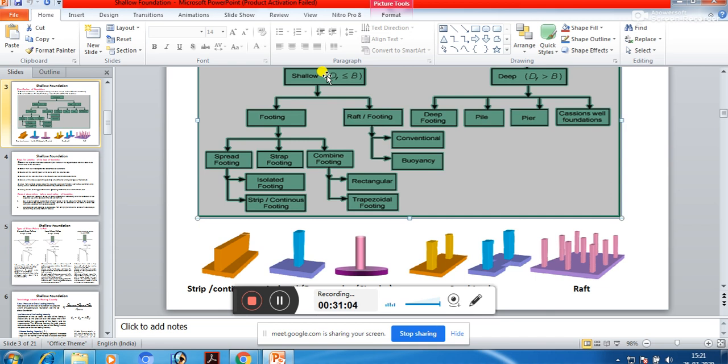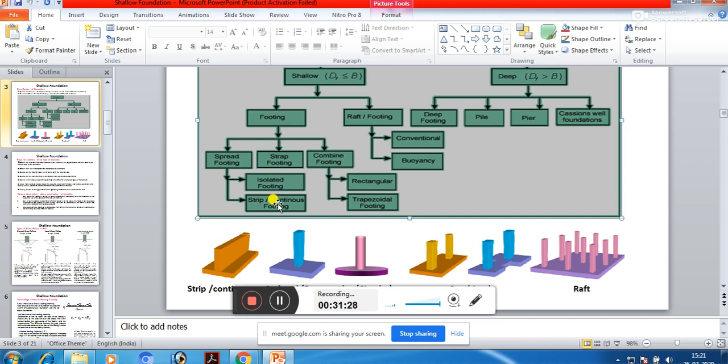When you are talking about a shallow foundation, we can talk about footing and raft. So footing means individual columns, or one or two columns, coming over a spread area, and that kind of area we will be calling a spread footing, and that spread footing can be an isolated footing or a strip footing.